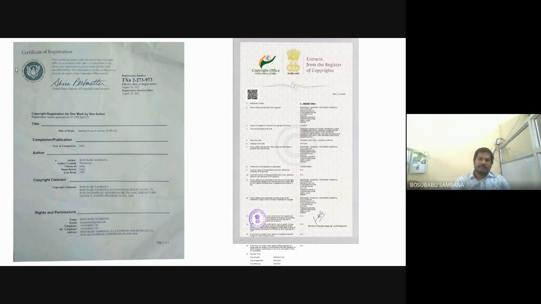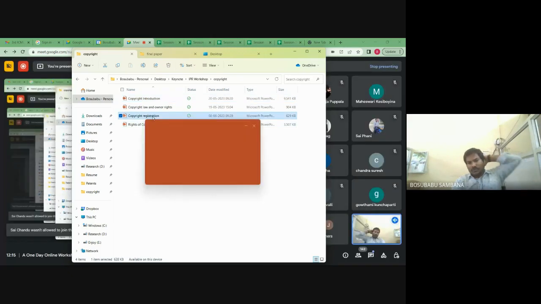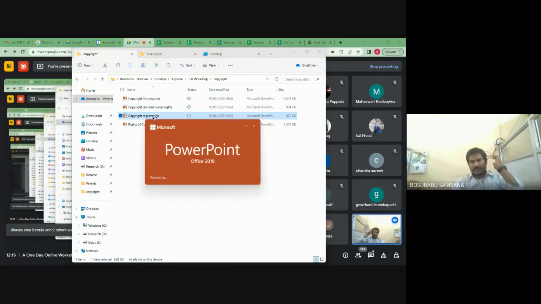Next, how to file a registration of copyright.